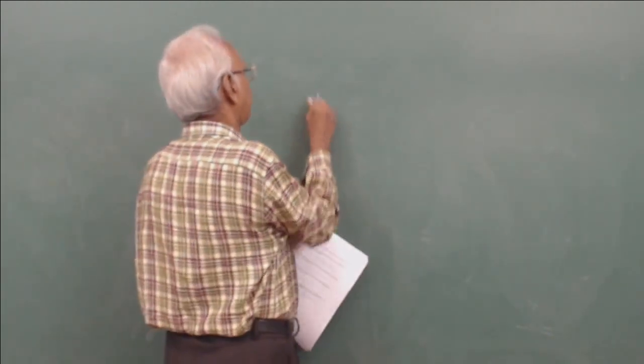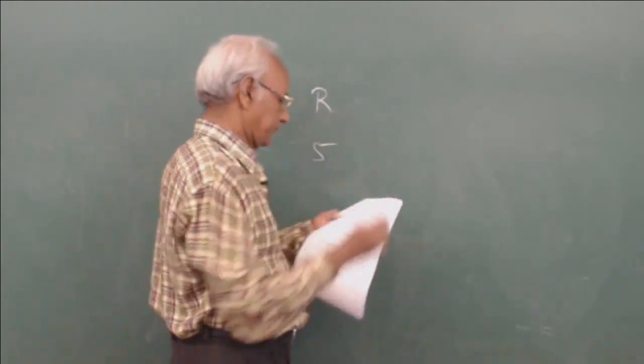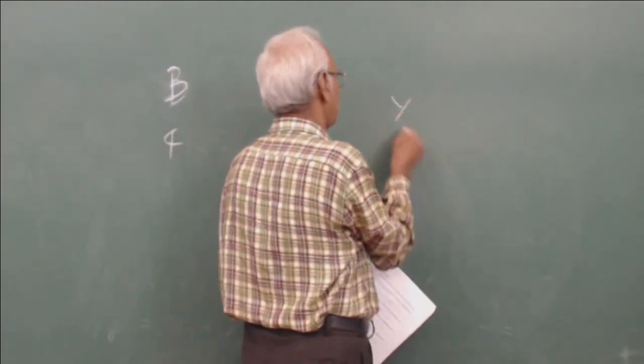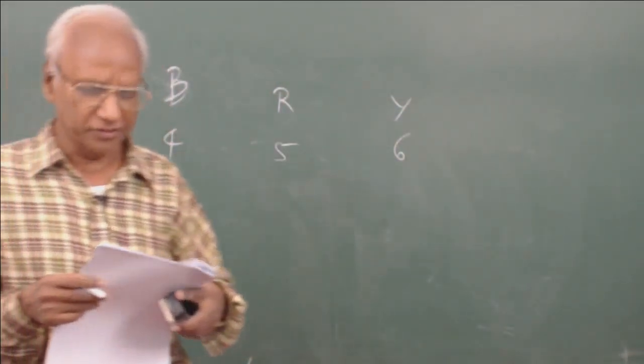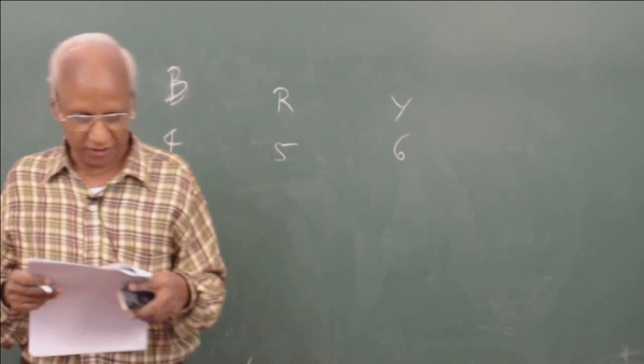Red, 5. Yellow, 6. So, 4 plus 5 plus 6, totally 15 shirts. That is okay, it's easy to understand. Now what is the question?